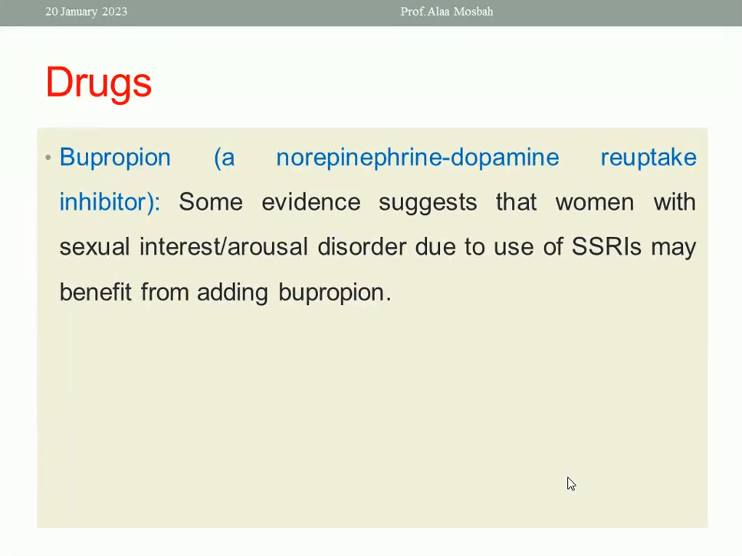Another drug, bupropion, is a norepinephrine dopamine reuptake inhibitor. Some evidence suggests that women with sexual interest and arousal disorder due to use of selective serotonin reuptake inhibitors may benefit from adding bupropion. So if I have a woman receiving an antidepressant selective serotonin reuptake inhibitor and she has a problem with sexual interest and arousal disorder, I can add bupropion to manage this problem. Why? Because bupropion is a norepinephrine dopamine reuptake inhibitor, so it will improve the condition.